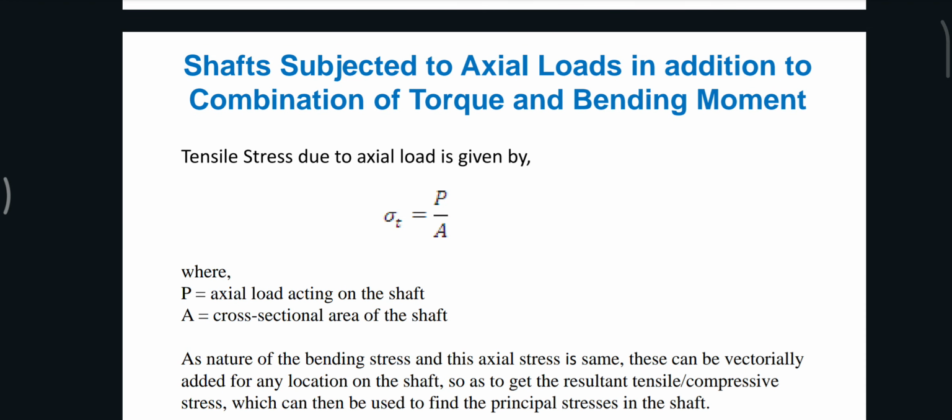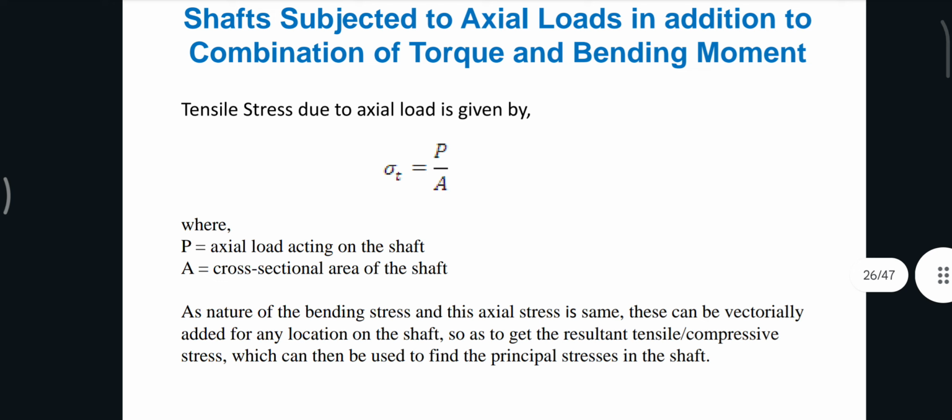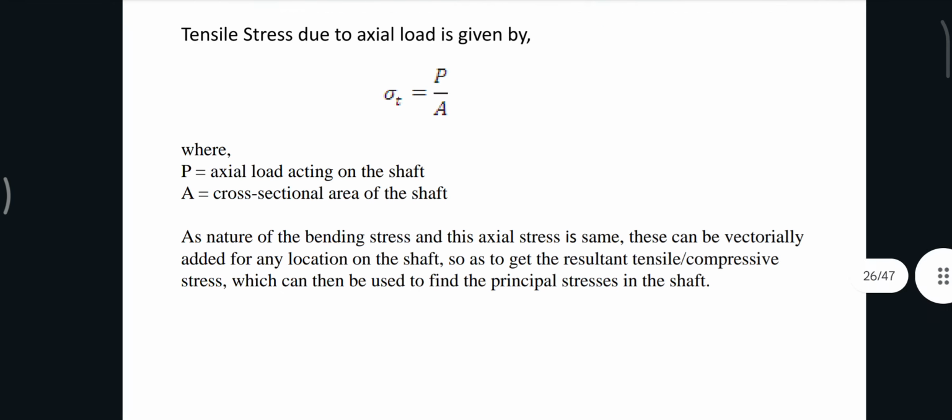Shaft subjected to axial load in addition to combination of torque and bending moment: sigma t, tensile stress, equal to P by A, where P equal to axial load acting on the shaft, A equal to cross sectional area of the shaft.